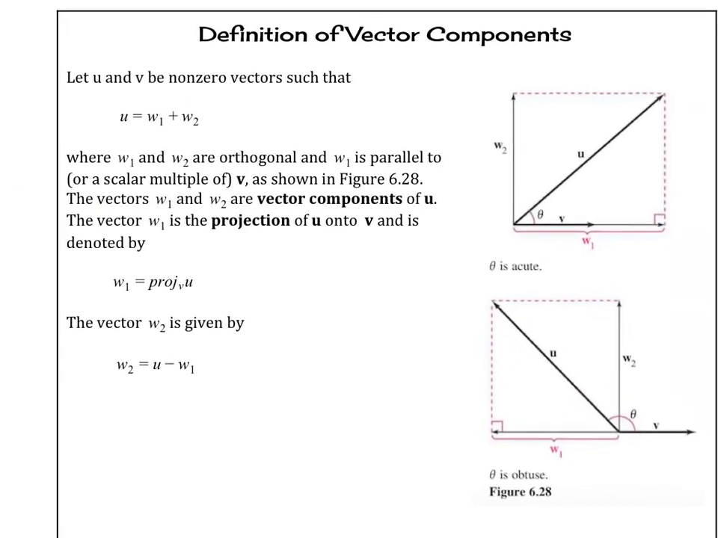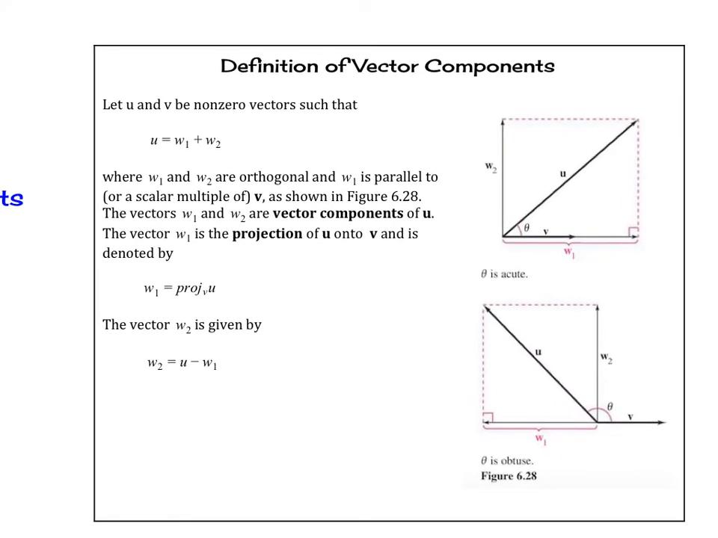So the definition of vector component: let u and v be non-zero vectors such that u equals w1 plus w2. So we know we have these, we've done this before. We add them together and we find that the resultant is u. So w1 and w2 are orthogonal, and w1 is parallel to, or a scalar multiple of, v. So you see here's v and here's w1, and it's just a little longer. The vectors w1 and w2 are vector components of u.